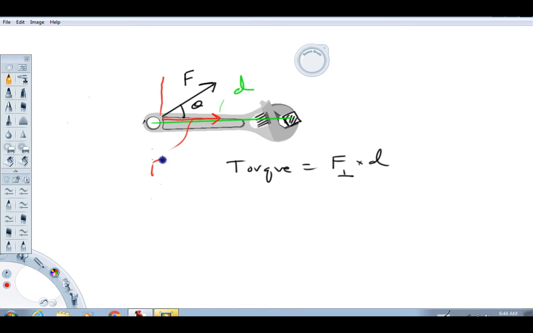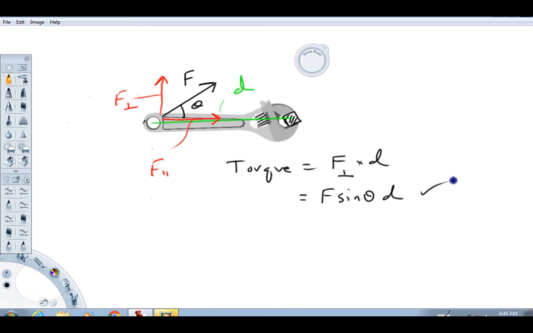This is the force component parallel to this distance. This is the force component perpendicular to this distance. When we calculate the torque, what we want to do is take the force component that's perpendicular to the green distance, then multiply by the green distance. So that's going to look like F sine theta, because this force component is opposite theta, and then times the distance d. So there's one way we can calculate the torque.